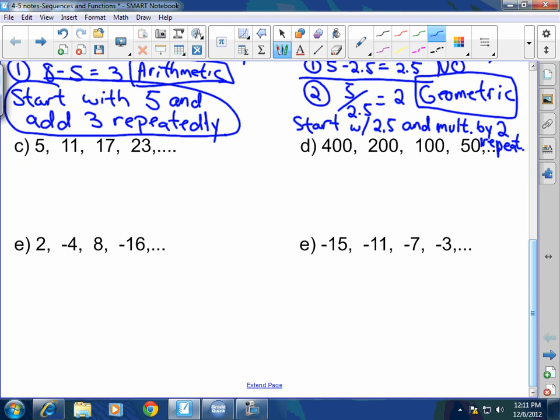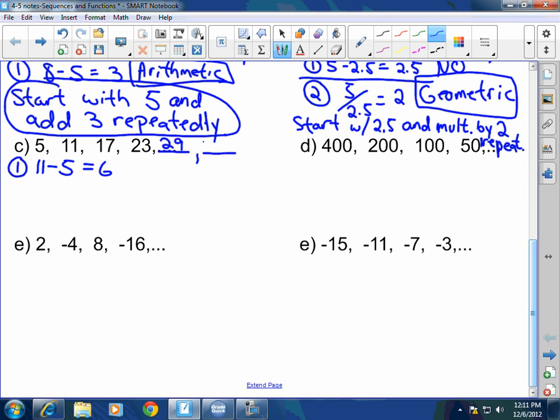Okay. My first test. Second minus first to see if it's arithmetic. 11 minus 5 is 6. What's 5 plus 6? Plus 6. Plus 6. So this works. It is arithmetic. What are the next two terms?